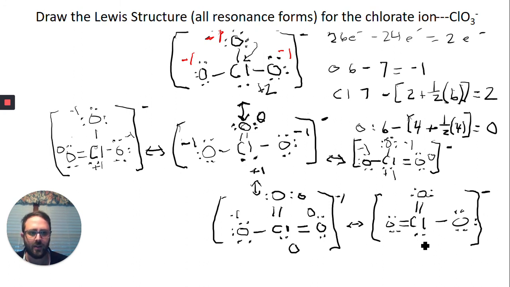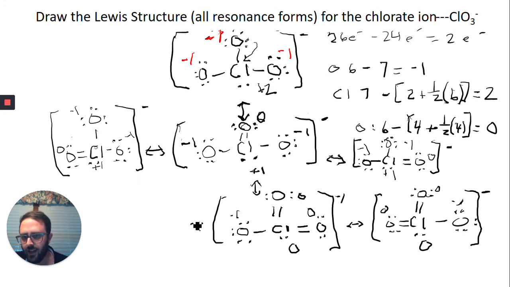Same thing here on the chlorine. They're equivalent, right? 1, 2, 3, 4, 5, 6, 7. 7 minus 7 is 0. Formal charge on this oxygen, we've already seen an oxygen like that. That's negative 1. We've already seen that type of oxygen. That's 0. That's 0. All right?